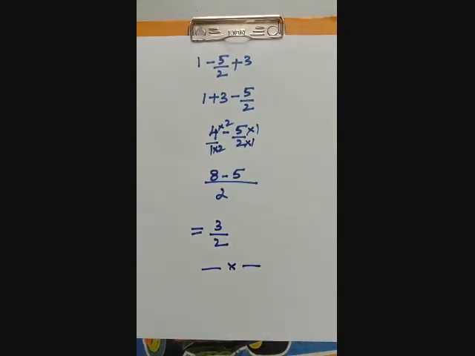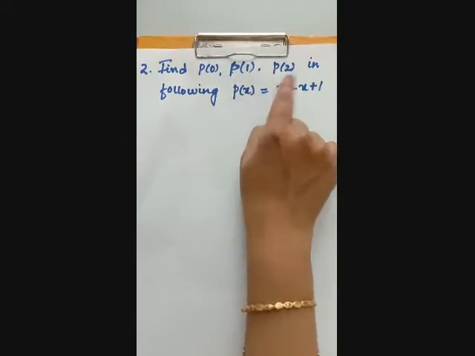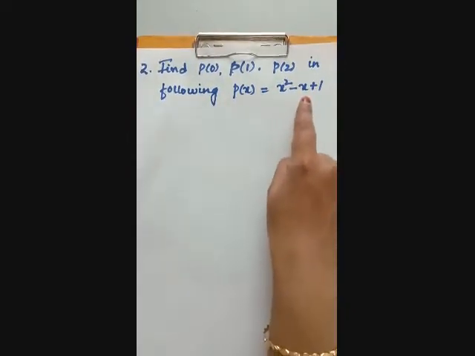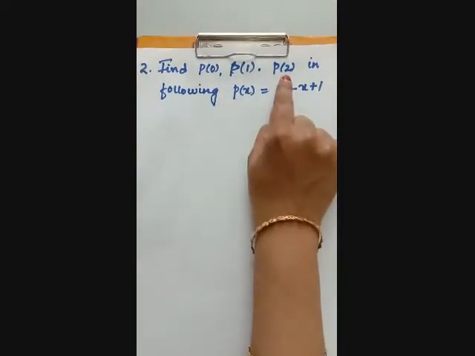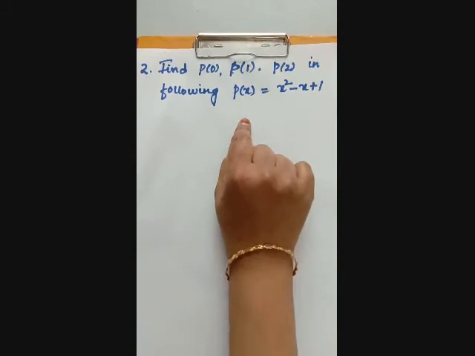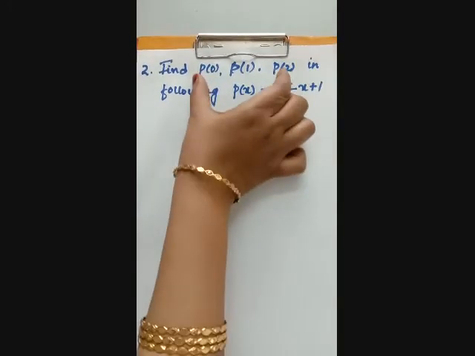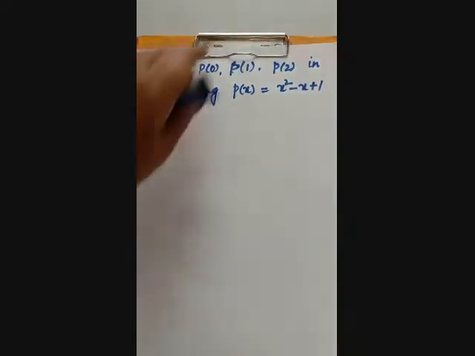Now let's move to the second one. See the second question, I am reading the question. Find P of 0, P of 1, P of 2 in each of the following polynomials. P of x is equal to x square minus x plus 1. In P of x we are going to find all these three. Next P of y, P of z, P of t, we are going to find all these three. Is it clear?